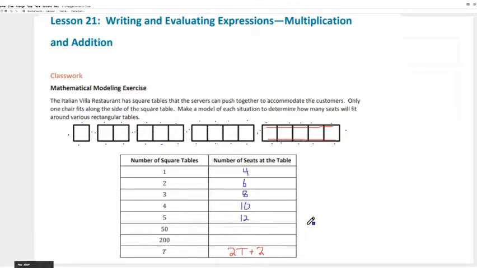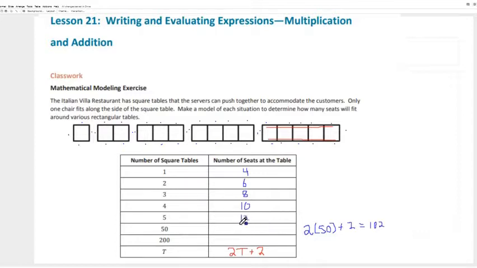So for 50, if we're going to use 50 tables, it would be 2 times 50 plus 2. Like I said in the last one, this right here shows multiplication between 2 and 50. That gives me 100, and then 100 plus 2 is 102.